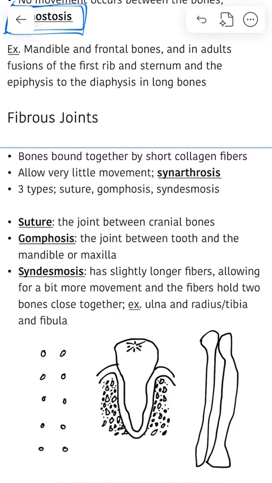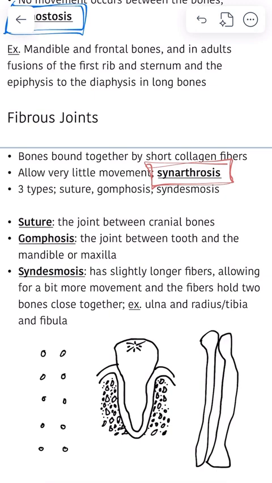The next one is fibrous joints. Fibrous joints is when bones are bound together by short collagen fibers. They allow very little movement, which is called synarthrosis. The three types are suture, gomphosis, and syndesmosis.